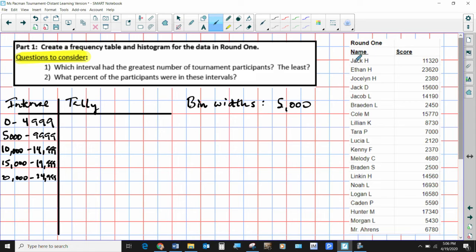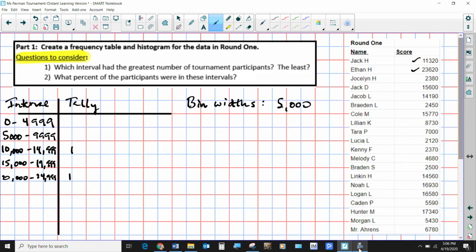So basically what I do is this. I just check off each one of these. So here's an 11,000. That's going to go in this. Check that off. There's a 23,000. That's going to go in here. Check that off. And what I would like for you to do is pause right now, and put little tick marks in each one of these. And when you come back, see if yours matches mine.